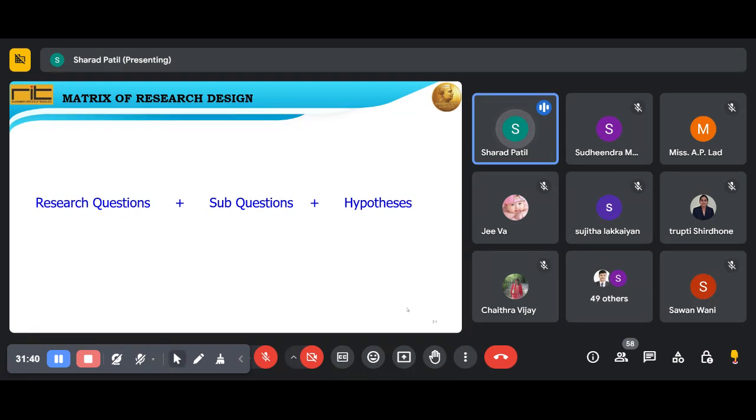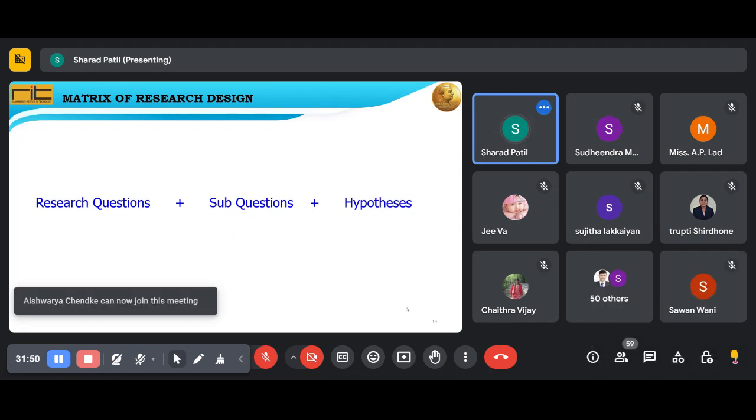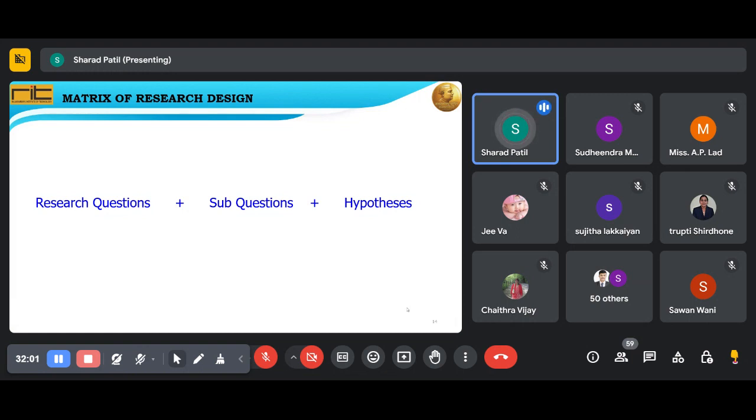Now based on the problem statement, the next very important step in the matrix of research design is research questions, then you can have sub questions, and then you can have hypothesis. This is very important. You have to raise questions on your problem. What are the research questions you are going to have? Then again in that you can have sub questions 1, 2, and on which hypothesis it is going to work.